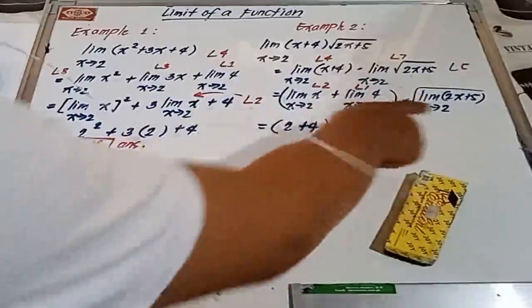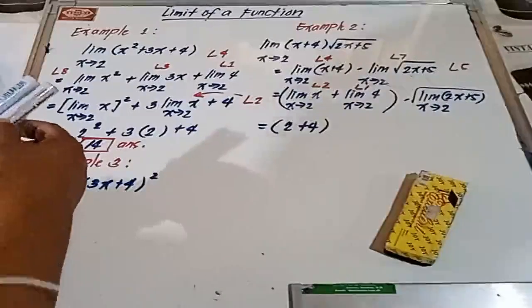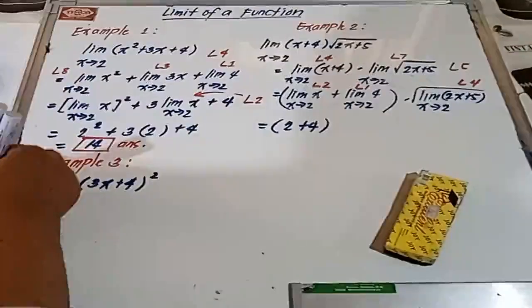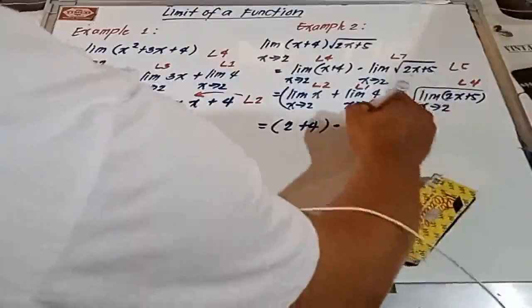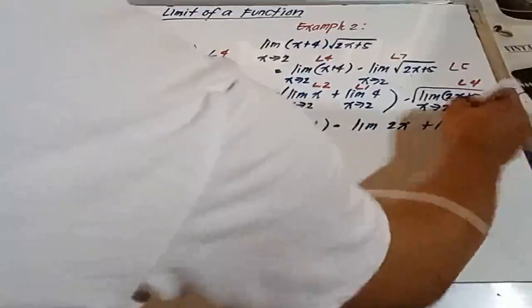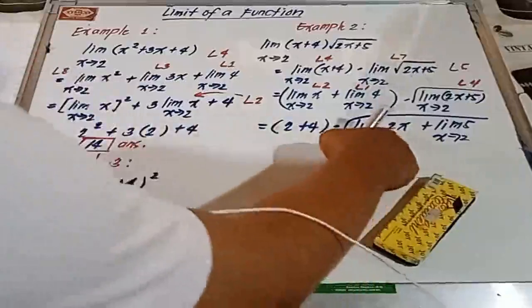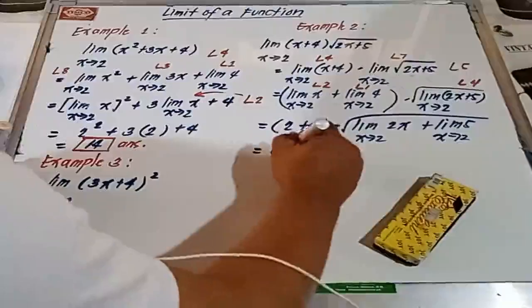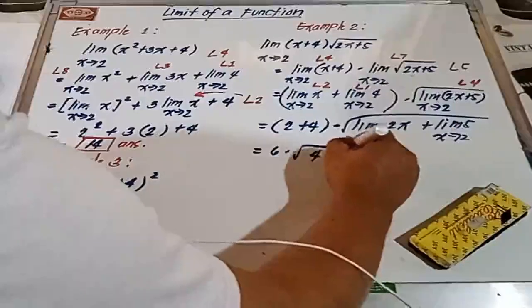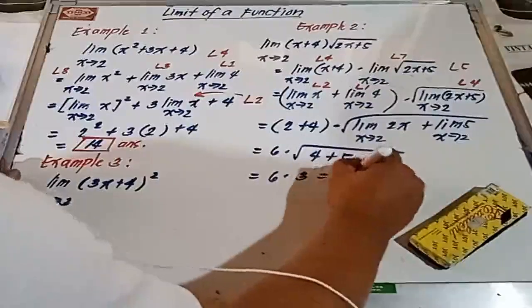Limit nito, pwede mo paghiwalayin gamit yung theorem on limits number 4. So, we have the limit of 2x plus the limit of 5 as x approaches 2. Diretso ko na to. This will be 6 times the quantity 2 times 2 is 4 plus 5. Limit of a constant is constant. So that will be square root of 9, which is 3. So 6 times 3 will be equal to 18.